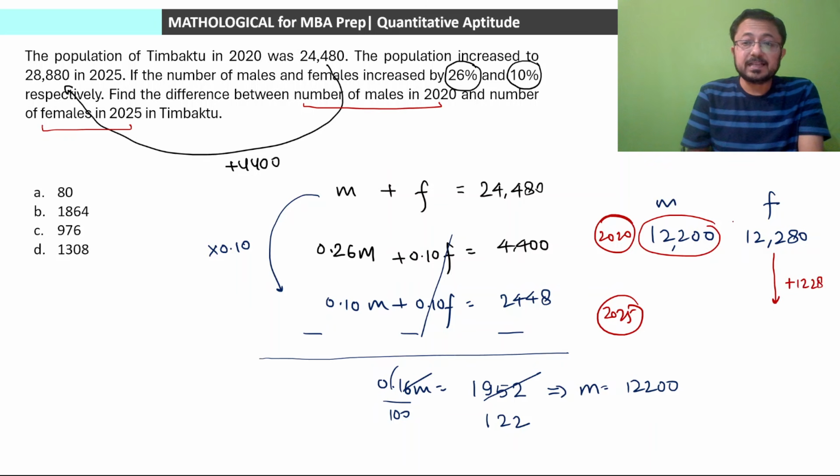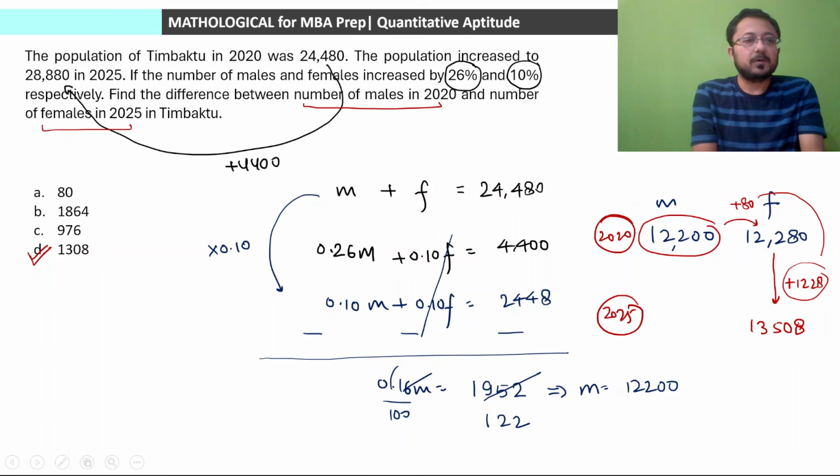ऑलरेडी फीमेल्स वर 80 मोर, एंड देन देयर इज इंक्रीज ऑफ 1228. टोटल इंक्रीज कितना हो जाएगा? 80 प्लस 1228, यानी कि 1308 विल बी आवर आंसर, because new value will be 12280 plus 1228. Okay, that will be 13,508. There is a gap of 1308 between population of males in 2020 and population of females in 2025.